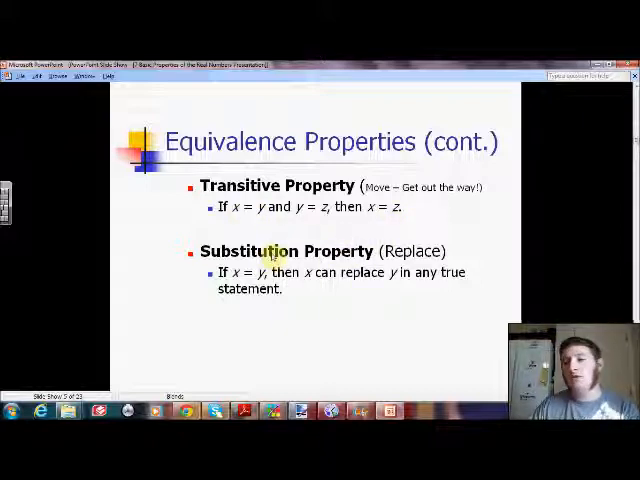And then we've mentioned the substitution property already this year. When I say substitution, I want you to think replace. If x equals y, then x can replace y in any true statement without changing the fact that the statement is true.